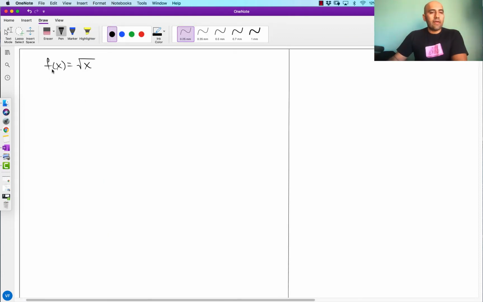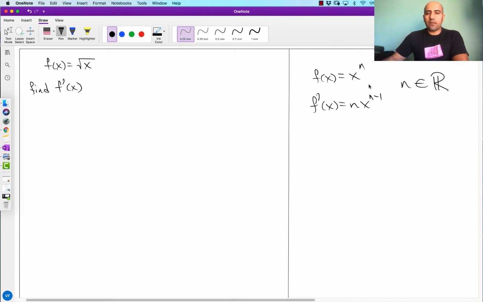Okay, what if f of x is equal to the square root of x? Find its derivative. Okay, so just like before, we want to manipulate this a little bit. And again, we want to use the power rule, knowing that if f of x is equal to x to the nth power, then its derivative is going to be equal to n x to the n minus 1. And this is where n is any member of the real number set. Okay, well, this doesn't quite look like that right now, so we have to manipulate it a little bit.